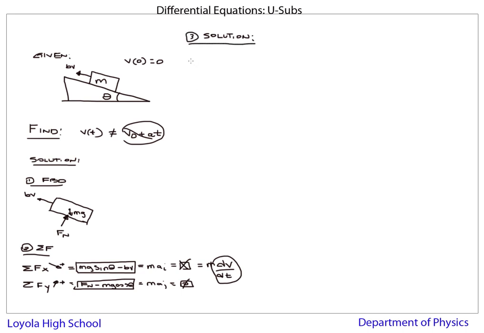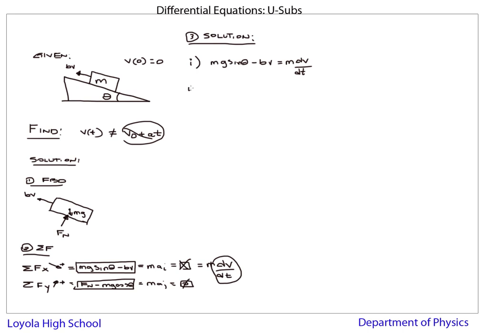So I'm going to take the first force equation, and basically what I get is mg sine theta minus bv equals m dv dt. And again, we're trying to solve for v as a function of time. So just like in algebra, we want to isolate the variables, get all the v's on one side and all the t's on the other side so we can solve for the velocity.